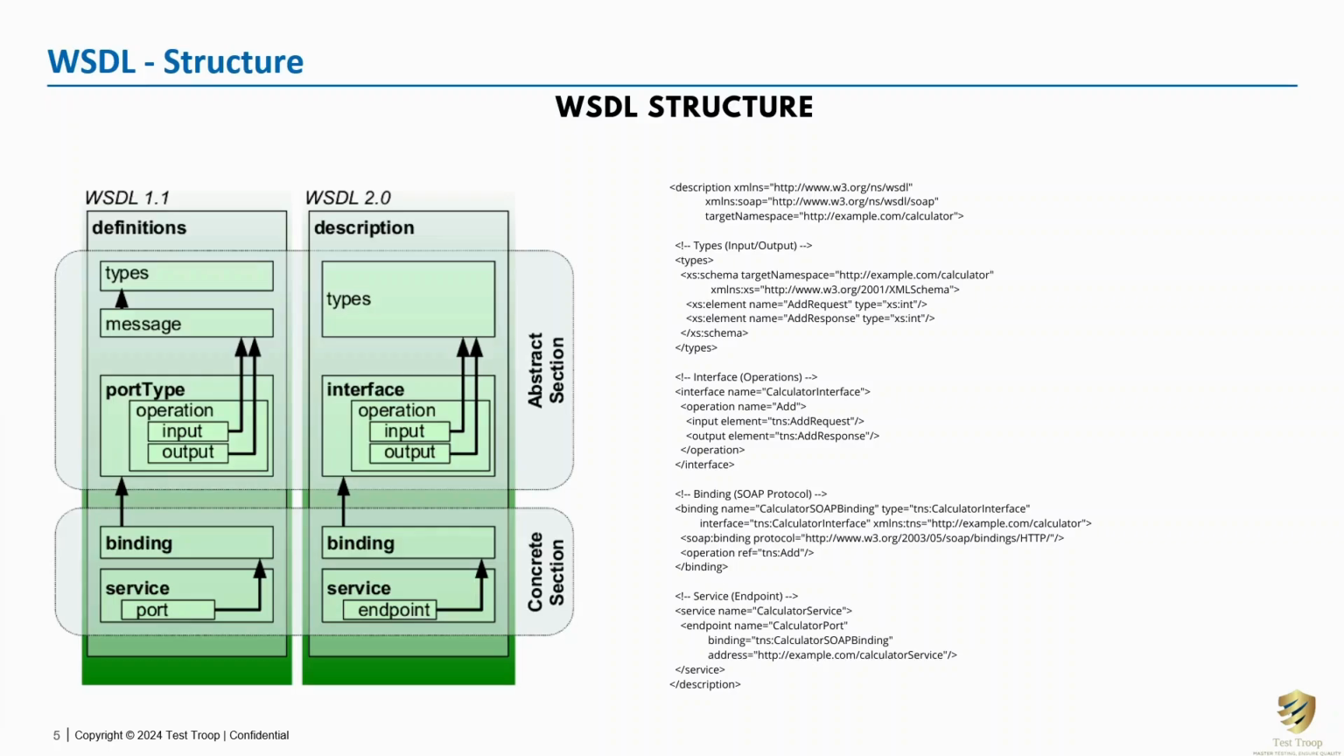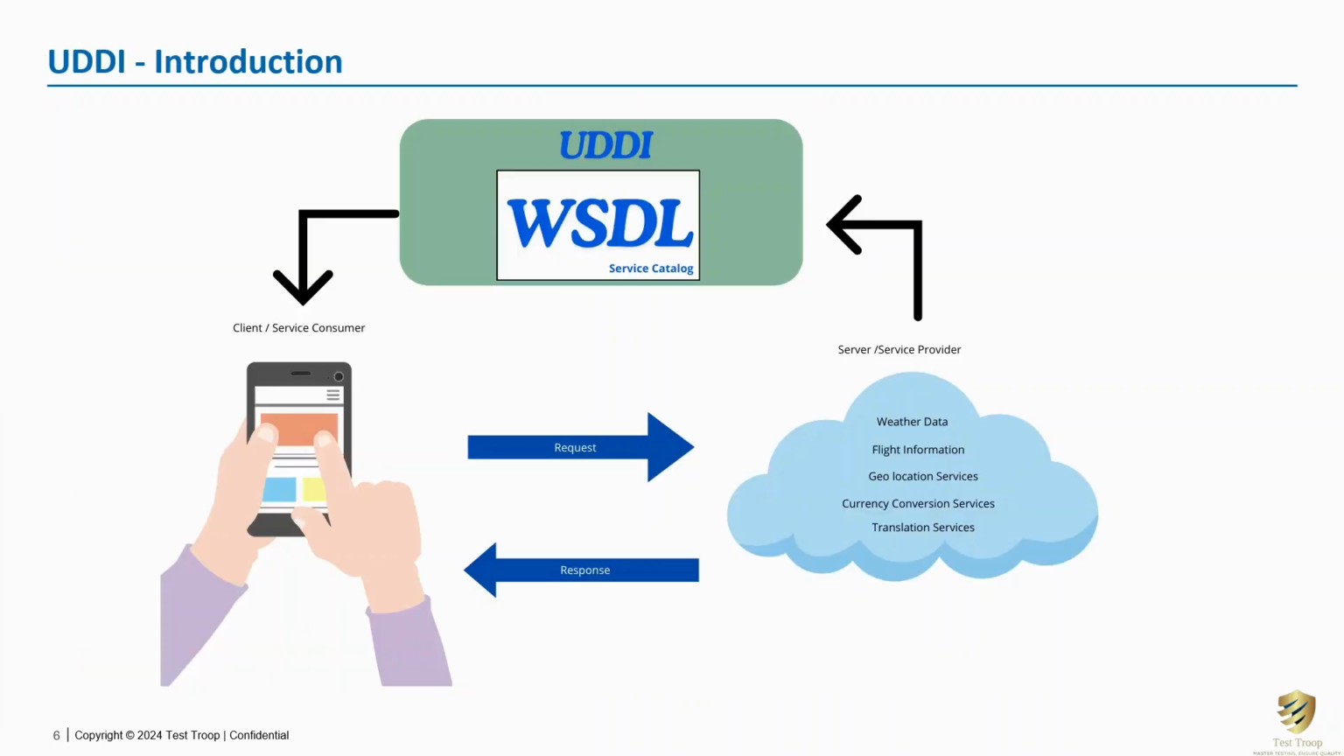Now we know that the service provider publishes a WSDL document, and this document is needed by the client to understand the functionalities or services offered by the web service. But where can the client find this document? That is where UDDI comes into the picture. UDDI stands for Universal Description, Discovery and Integration. It is an XML based registry used for listing and discovering web services. It acts like a phone directory for web services, where businesses can publish their services and clients can search for the services they want to use.